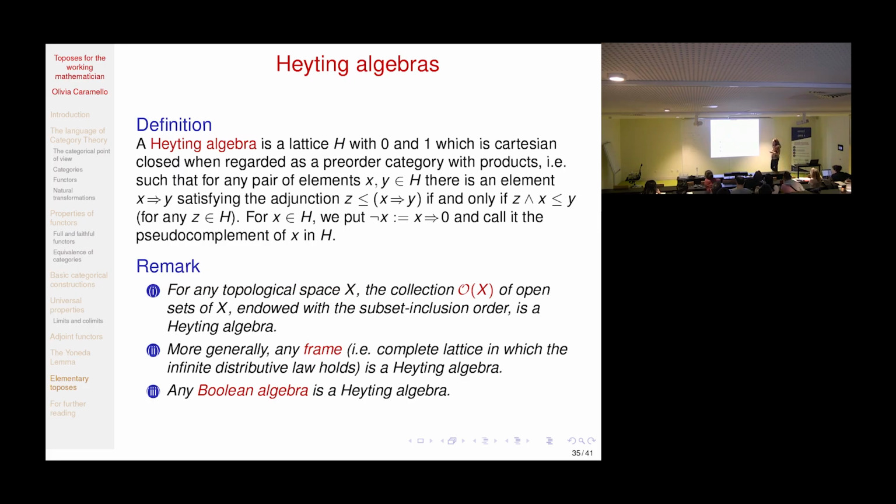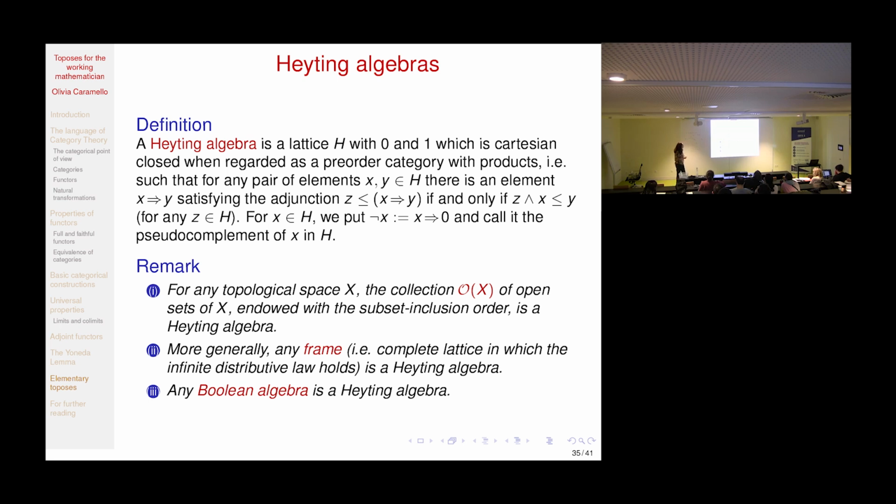So a Heyting algebra, for those of you who know about logic, is a notion that provides the algebraic semantics for propositional intuitionistic logic in a similar way as Boolean algebras provide such a semantics for classical propositional logic.